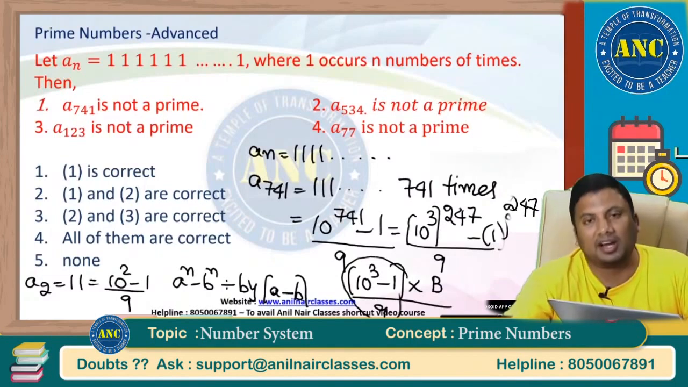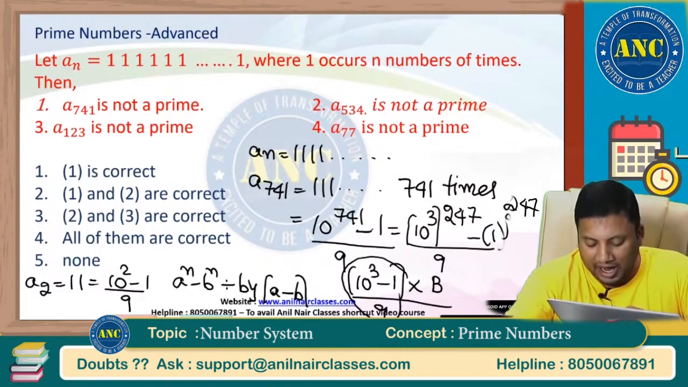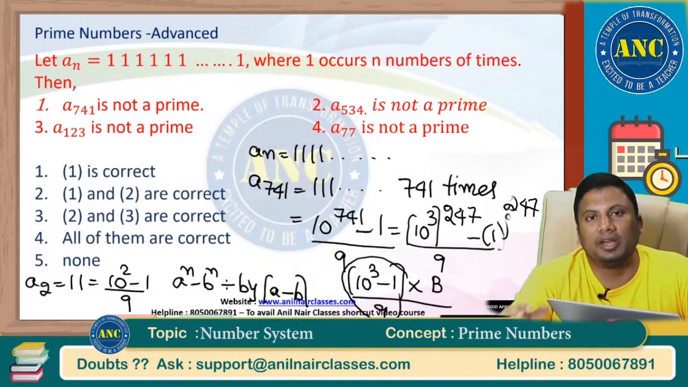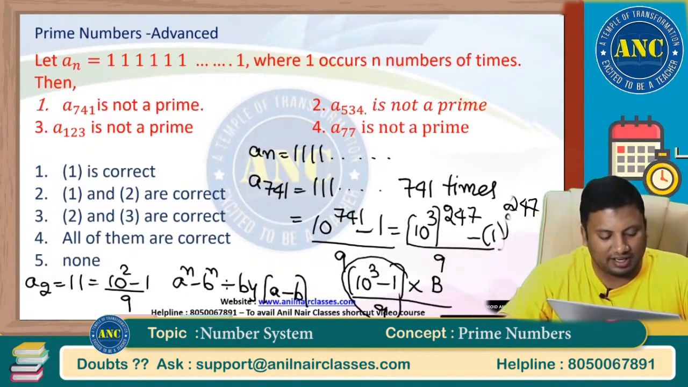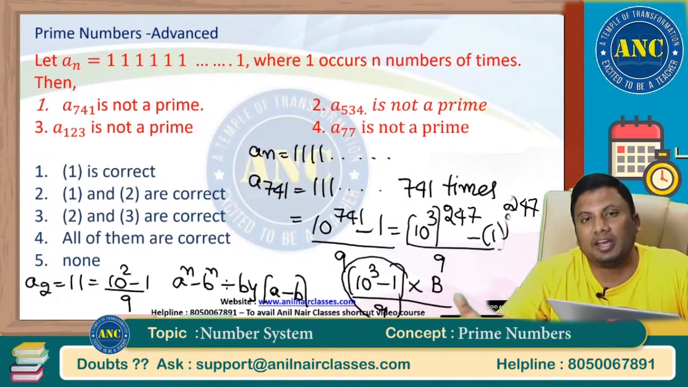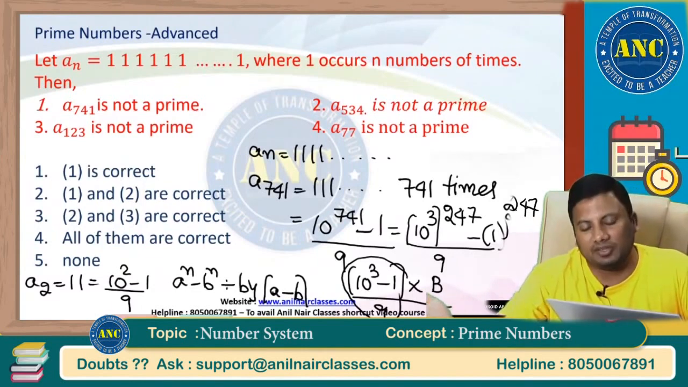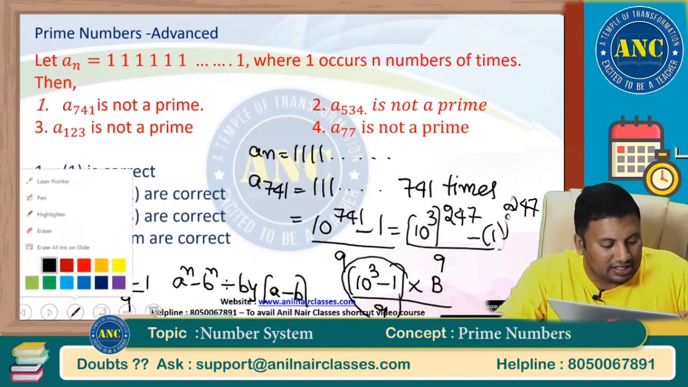1000 minus 1 is 999, divided by 9, which is 111, times some number b. 111 is nothing but 3 into 37. Just by looking at the question itself, I can say that a to the power n minus b to the power n is divisible by a minus b. So the answer is divisible by 3. Any number divisible by 3 becomes a multiple of 3. I hope the idea is clear.